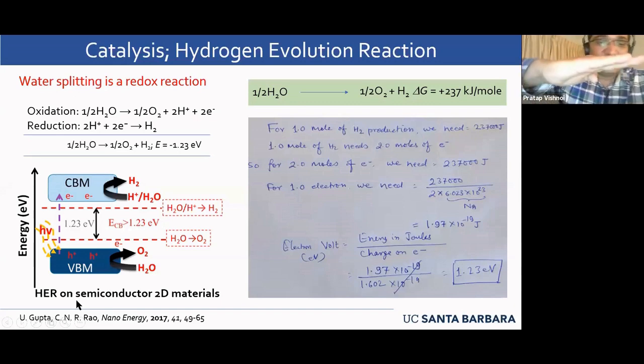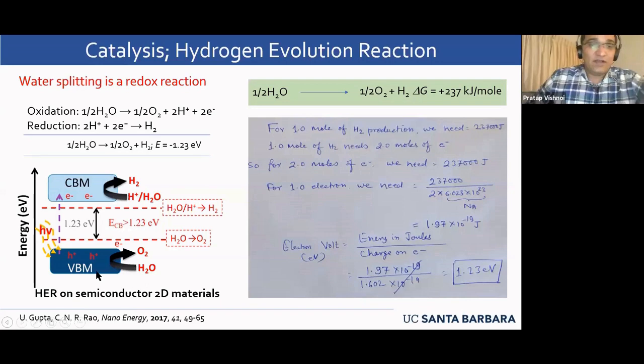Now, if this gap, what is created in a material, is equal to or more than 1.23 volt, or the energy equal to 237,000 joule, and you have such material with this gap, and these electrons in the valence band are given enough support so that they can jump to the conduction band. And if they are able to jump, it means definitely they got that energy. Where they got, we'll talk in a while.